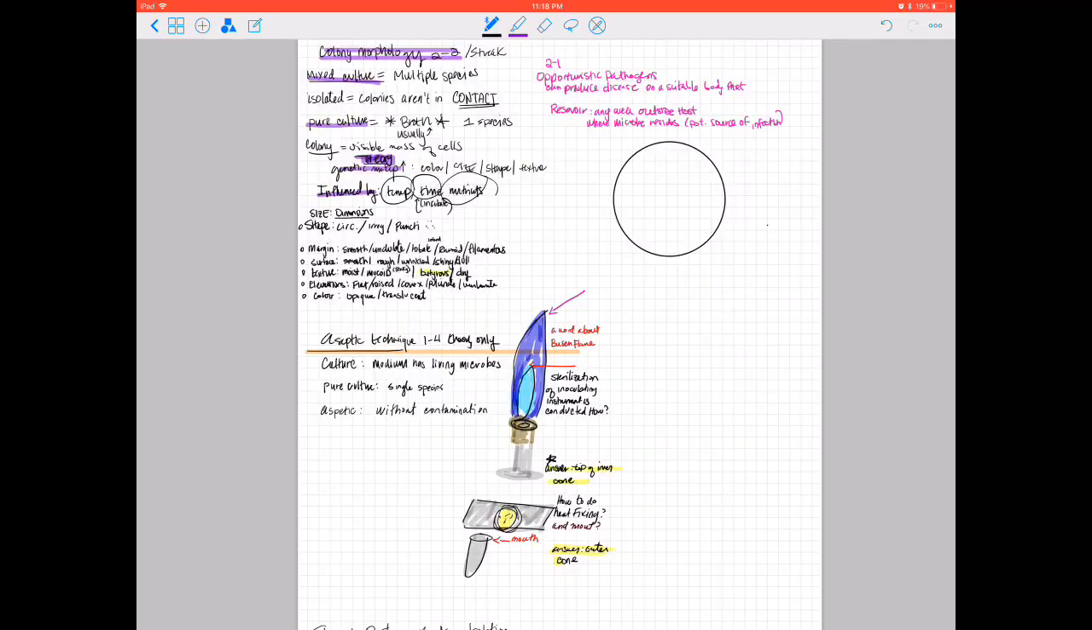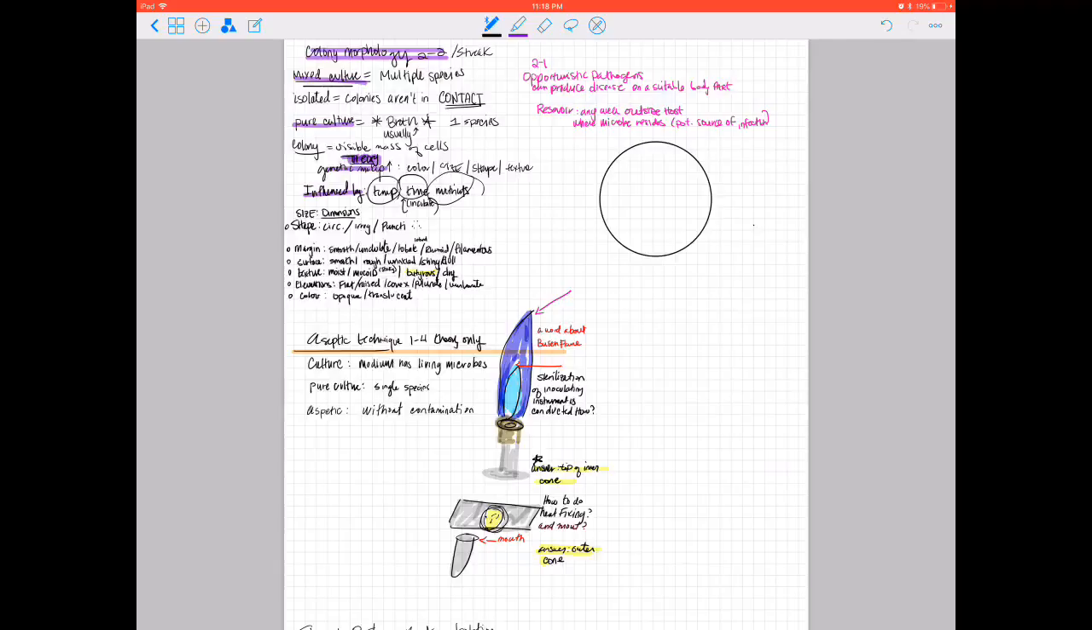Let's go back to 2.1. So we're moving forward now. We're going to talk about colony morphology, and I've got some terminology that I'd like to share. We have mixed culture. And all a mixed culture is, is that you have a multitude of species. So instead of one pure species, you have a multitude of species. And here's another term, isolated. This basically means that the colonies are not in contact. They're not touching.